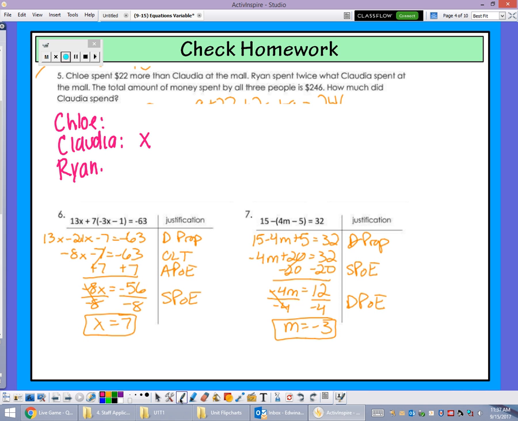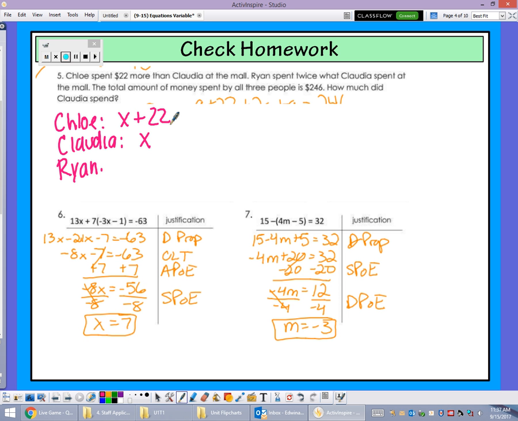Now, what did they tell me about Chloe? She spent how much? 22 more than Claudia. So what should I write? Should I write 22? More means it's growing. The only way I can grow is multiplication and addition. If she spent 22 more than Claudia, should I be adding or multiplying? All right, multiplying is going to be growing largely. It's more, so I should be adding. So I'm going to write X plus 22. Claudia's amount plus $22. And what did they say about Ryan?